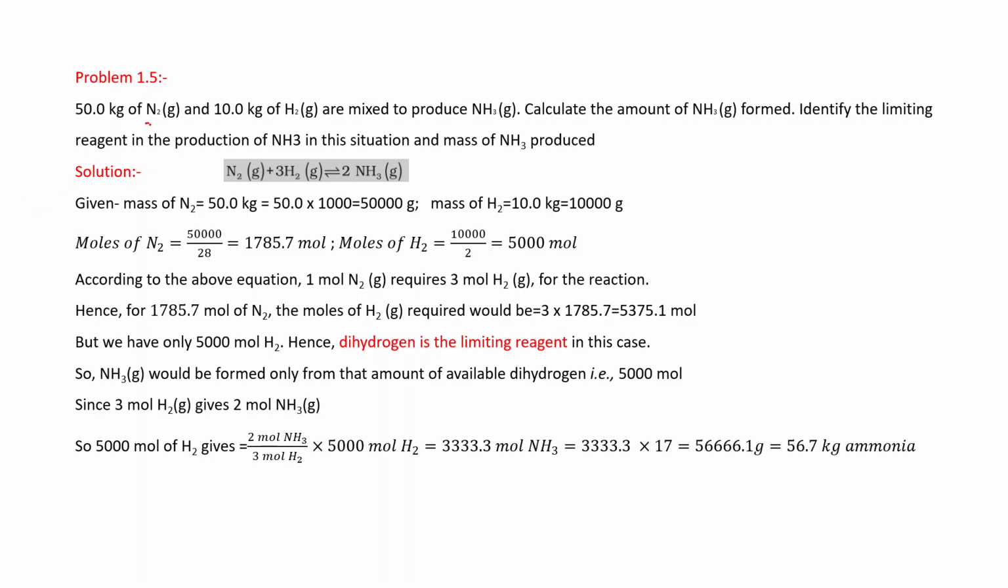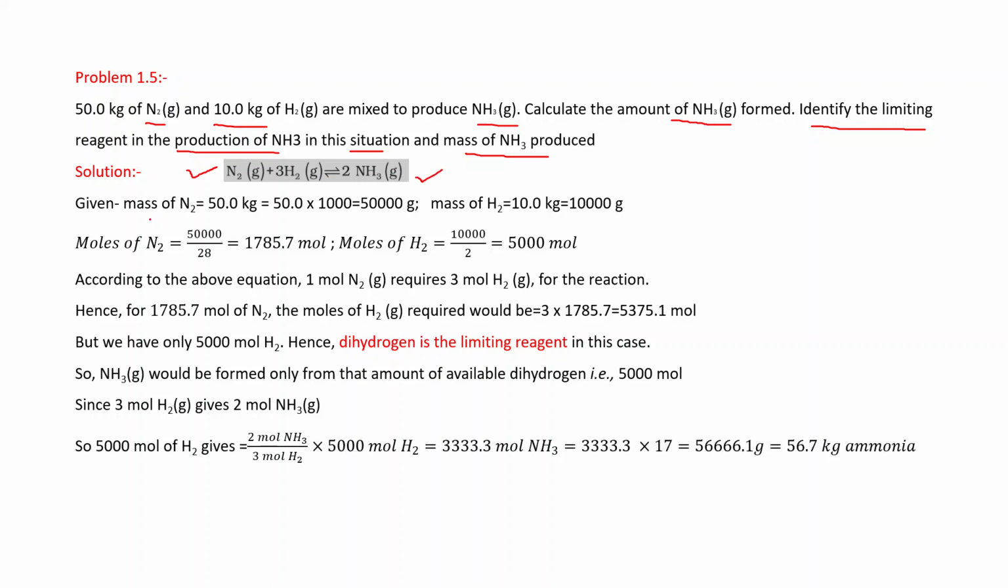Now see, this is one problem which is based on the limiting reagent. 50 kilogram of N2 and 10 kilogram of H2 are mixed to produce NH3. Calculate the amount of NH3 formed. Identify the limiting reagent in the production of NH3 in this situation and the mass of NH3 produced. First of all, write the balanced chemical equation: N2 plus 3H2 gives 2NH3.